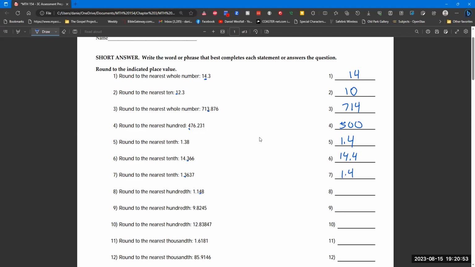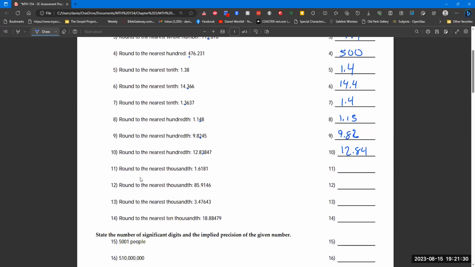Round to the nearest hundredth. So that 8 thousandths is going to make me round up to 15 hundredths, 1 15 hundredths. Round to the nearest hundredth. Hundredths is there. That 4 is not greater than 5, so we're going to round down to 9 82 hundredths. Round to the nearest hundredth. So 3 is in the hundredth spot here. That 8 is going to make me round up, so that's 12 84 hundredths.